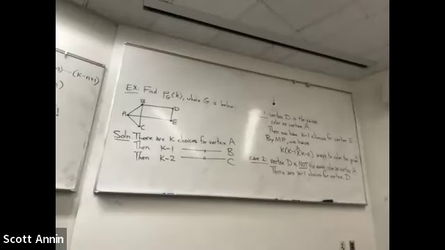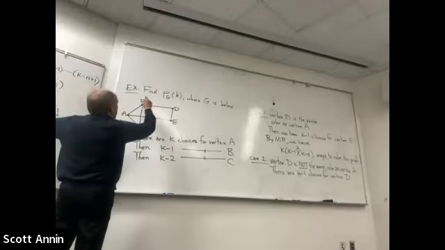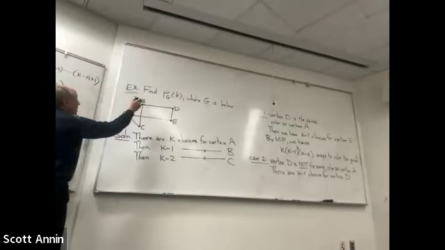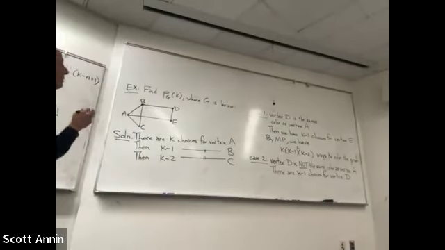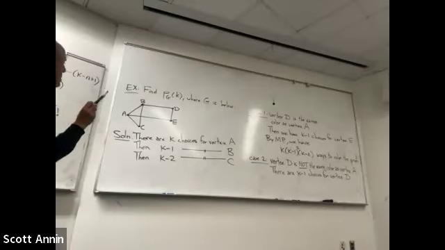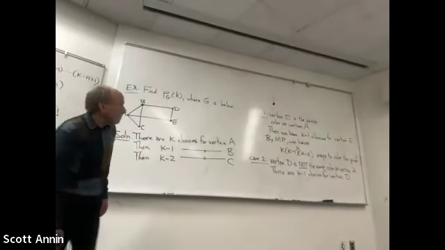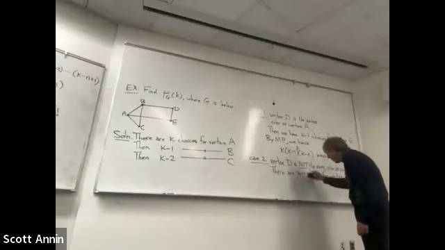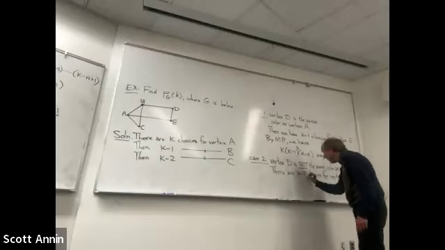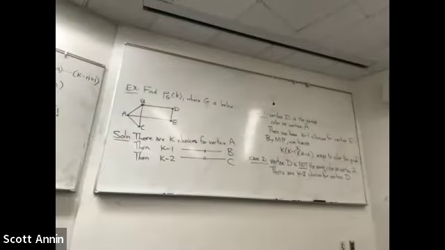K minus 2 choices for D, since it also can't be the same color as B? Oh, right. Vertex D should not be the same as B. Actually, yeah, it's not the same as B and it's not the same as A. That should have been a K minus 2. Thank you. I forgot about that. Sometimes I make little mistakes on purpose just to make sure everybody's paying attention. Okay, that's a K minus 2 there for vertex D.